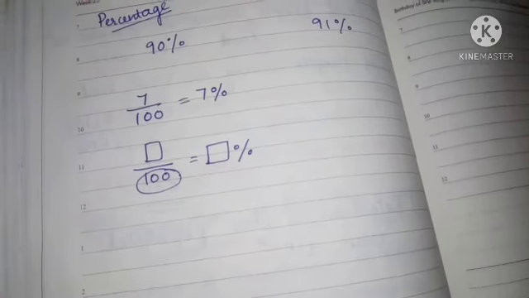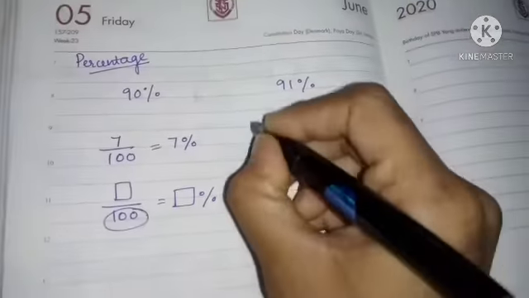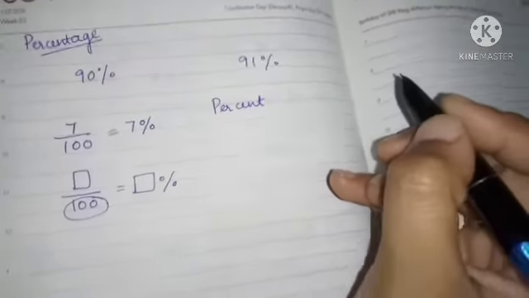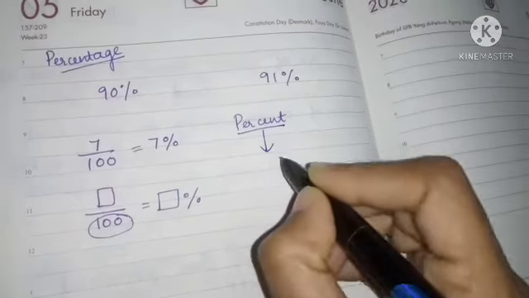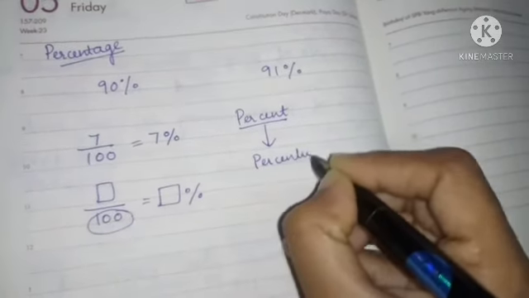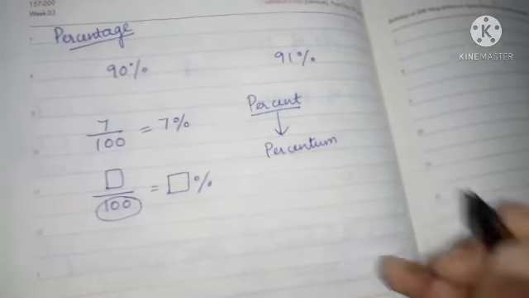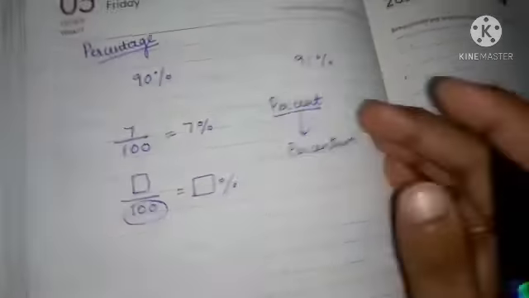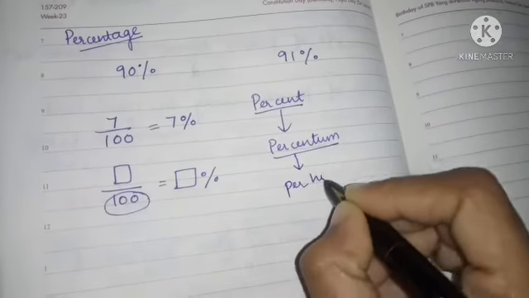Then what is the meaning of percent? We are going to learn the meaning. It is actually a Latin word, percentum. Centum means what? 100, correct? Usually when you get centum in your paper, it means that you are getting 100 out of 100. So percentum is nothing but per 100.